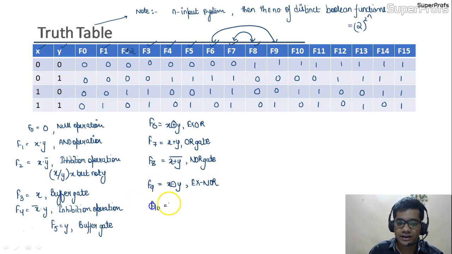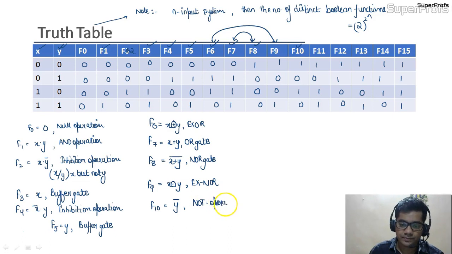Now we are going to see F10. For F10 we can see that the F10 column and Y column are just opposite or complement to each other, because Y is 0 1 0 1 and for F10 it is 1 0 1 0. So the output expression for F10 would be Y bar, which is known as NOT operation or complement operation.